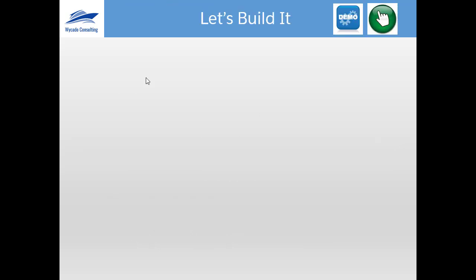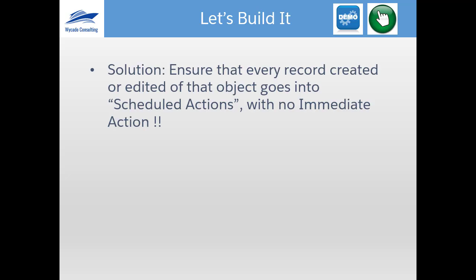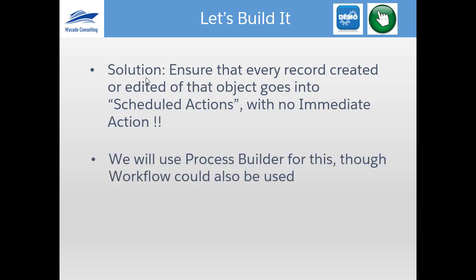So let's build this. What we're going to do here is make sure that every record created or edited of that object goes into scheduled actions with no immediate action. That's part of the magic here. We're going to use Process Builder for this, though Workflow could also be used. So let's build this thing, and it's not hard.